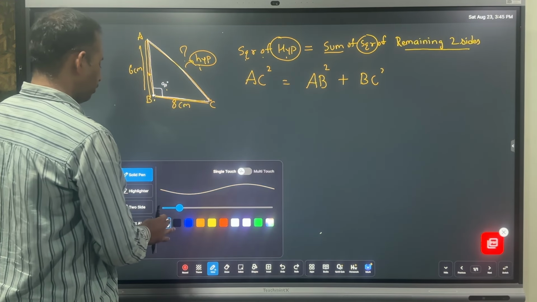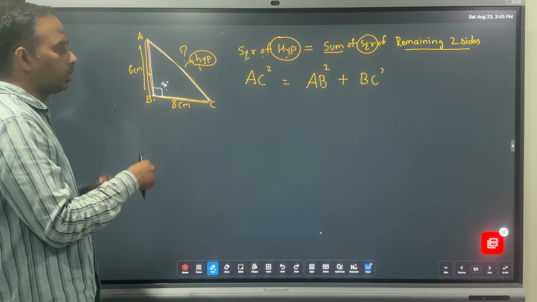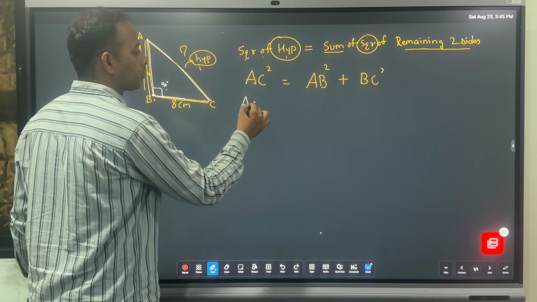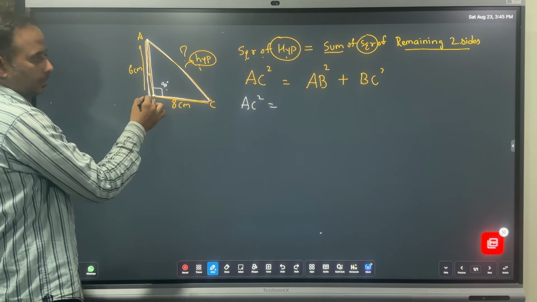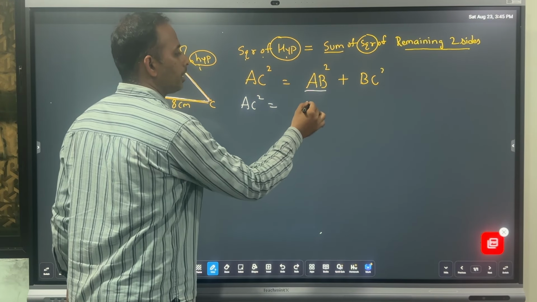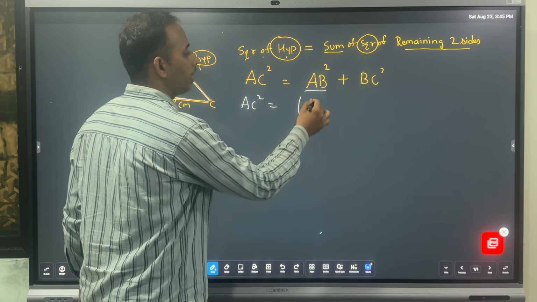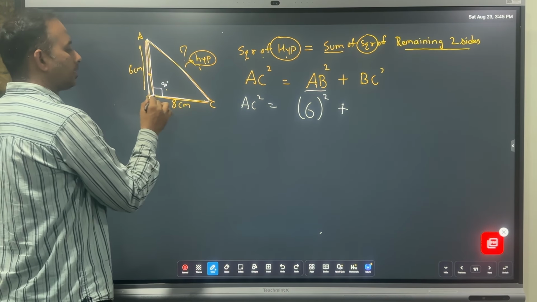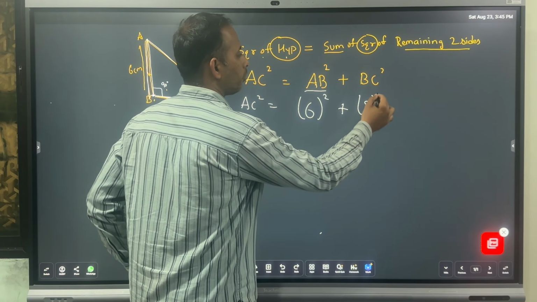Okay, as we got our equation, let us substitute the values. AC, that is what we had to find out. So I am writing AC square as it is, AB. What is the value of AB? 6. So in place of AB we will write 6, substitute. AB has a square, so the square will be as it is. The value of BC, this is our base. How much is it? 8. So here I am writing 8 square.